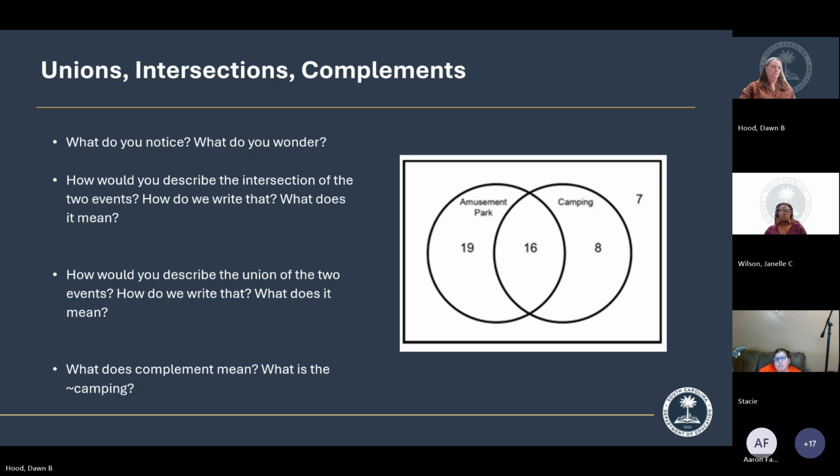Okay. All right. Thank you, Francis. If I chose a student at random, what is the probability that they don't like camping? Love that question. I might have to write that one down.